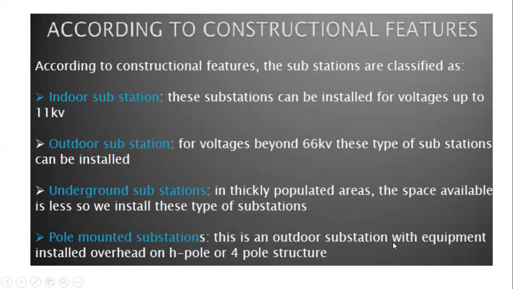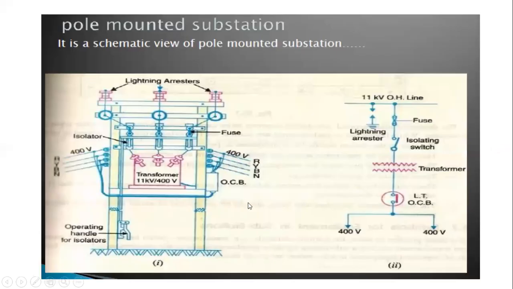This type of substation is also known as the outdoor substation. All the equipment is installed on that pole only. This pole-mounted substation has a 4-pole structure or an H-pole structure. It will be designed in the shape of an H pole or the 4-pole structure.